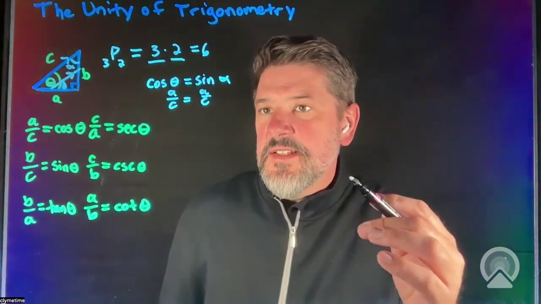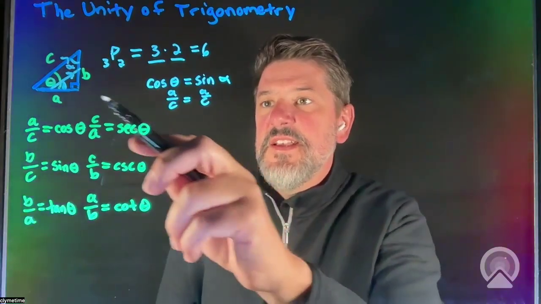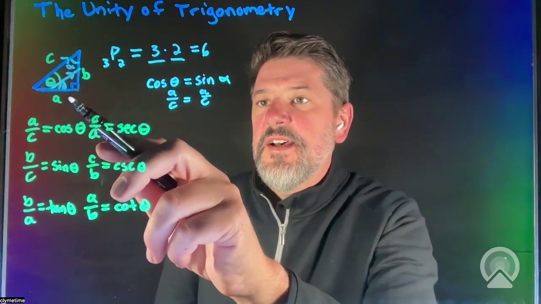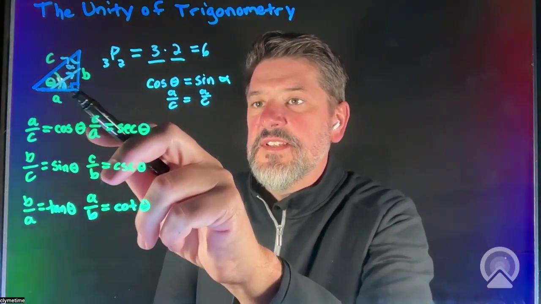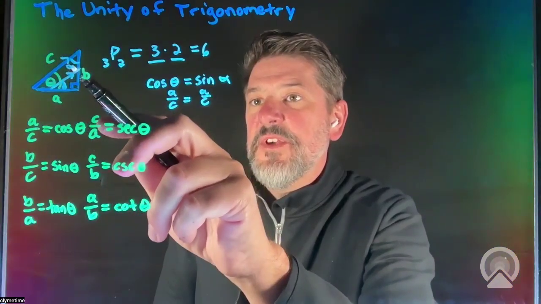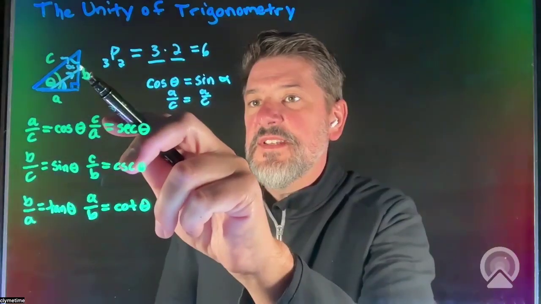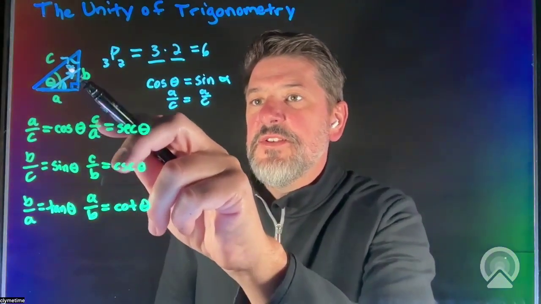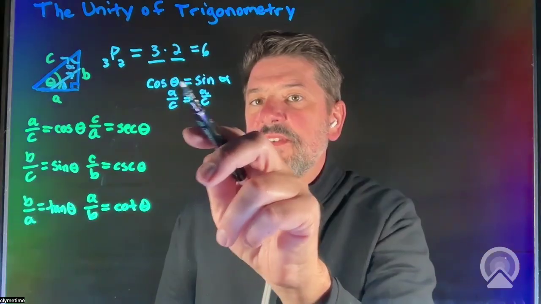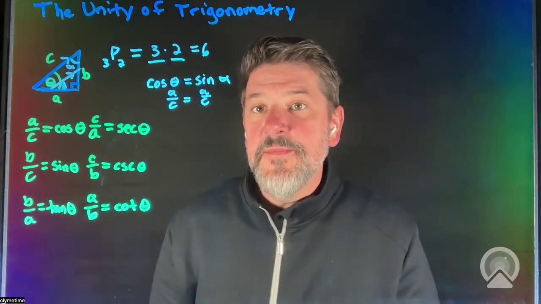One of the interesting consequences of these ratios of sides is that if I'm looking at this angle, then the cosine of this angle is going to be A over C. And if I'm looking at this angle up here, the sine of that angle up there is also equal to A over C because sine is opposite over hypotenuse. So both of them are equal to A over C. So cosine theta is equal to sine of alpha.